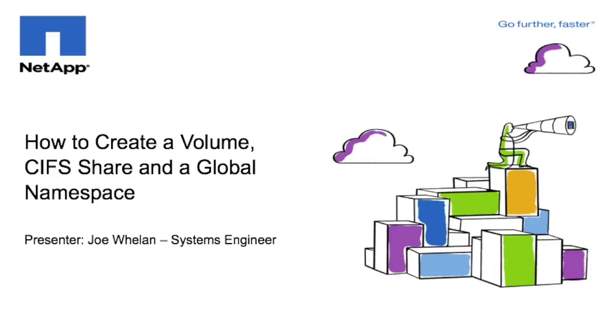I'm a systems engineer with NetApp, and today we're going to talk about how to create a volume, a CIFS share, and how to create and modify a global namespace in Clustered Data ONTAP. So we're going to start off by talking about flexible volumes. Flexible volumes are logical containers that contain data used by your application. This can include NAS data, SAN LUNs, or both.